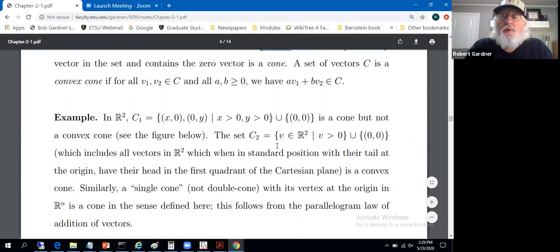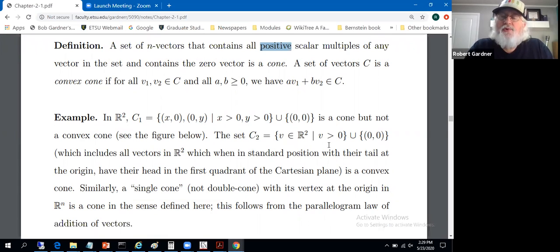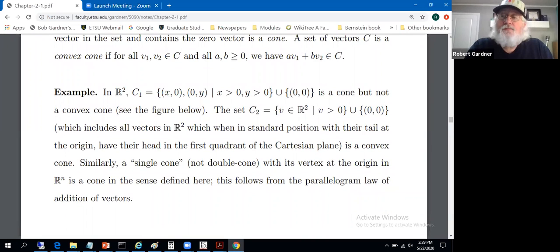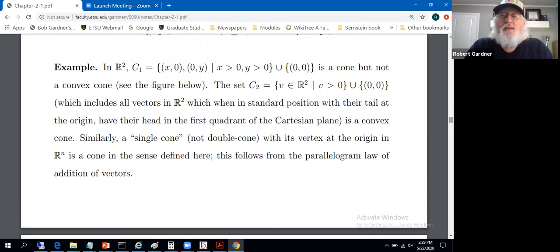Set C sub 2, we just saw a picture of actually. All vectors v in R2 such that v is greater than 0. Remember the kind of unusual, new notation, I guess I should say. That means all the components of the vector are greater than 0, so the first and second components are greater than 0, along with the zero vector. So the claim is this is a convex cone.